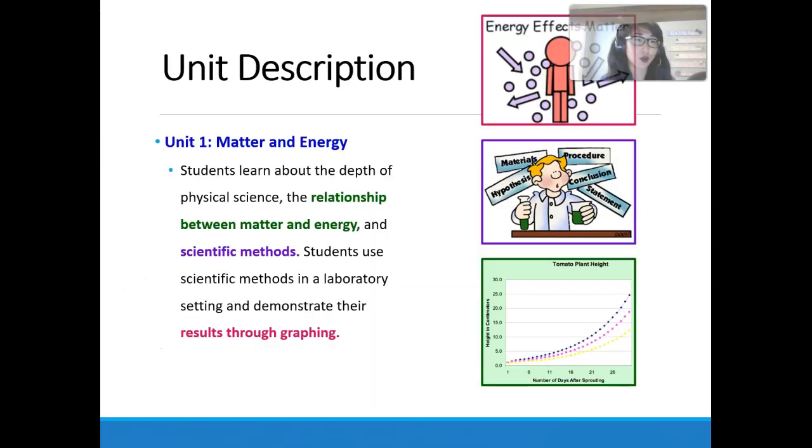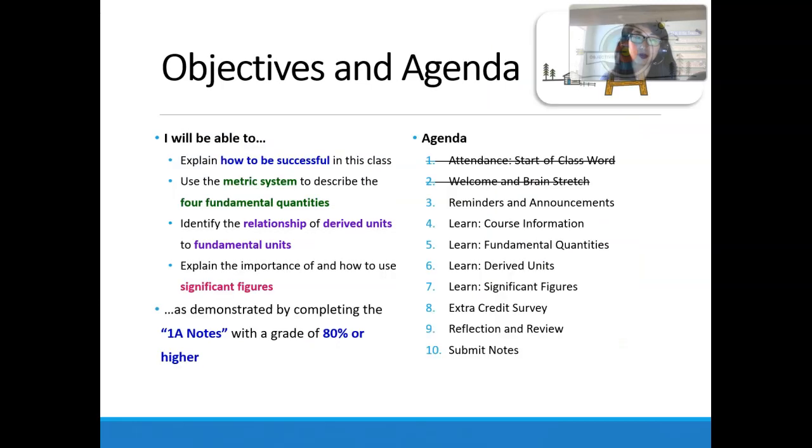So here is Unit 1. Unit 1 is all about matter and energy. So we're going to talk about what is physical science, take a look at the relationship between matter and energy, review scientific methods, and then we're going to use those scientific methods in a lab that we have due on Thursday, and we'll demonstrate our results through graphing.